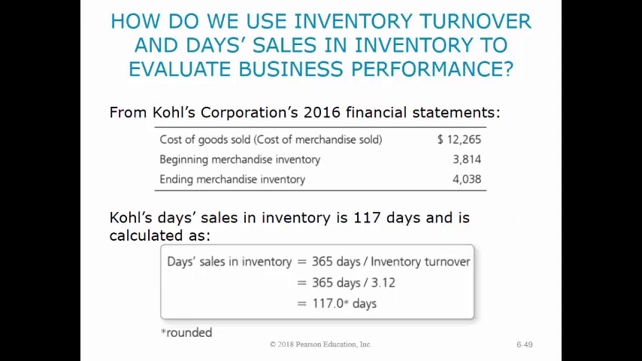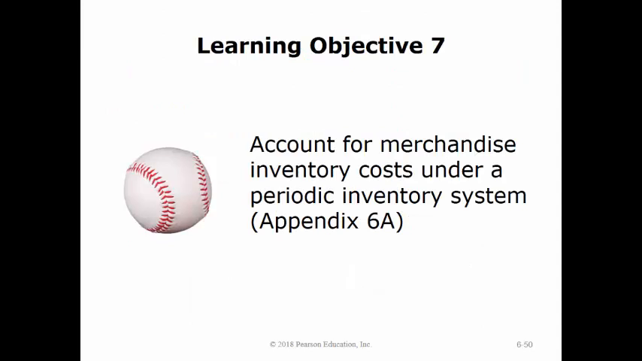The days sales in inventory of Kohl's indicates that the company on average takes 117 days to sell inventory. This seems a little high for a retail store, but it should be evaluated against the industry average. In the last section, we will study how to account for merchandise inventory cost under a periodic inventory system.